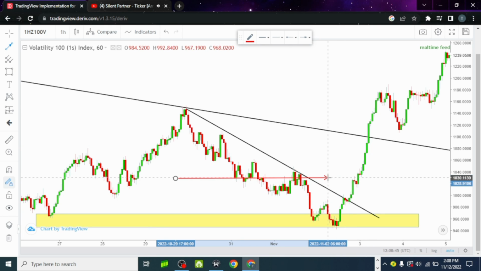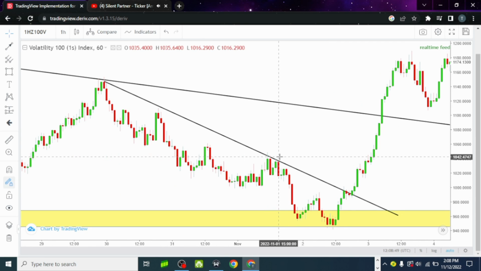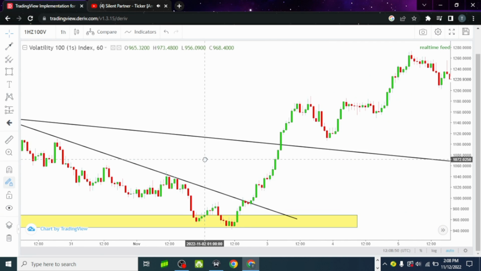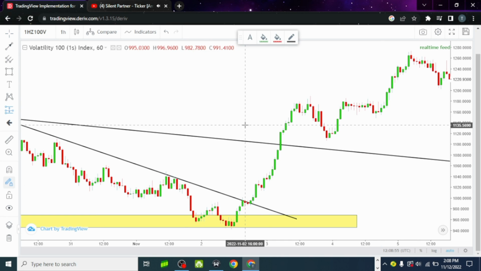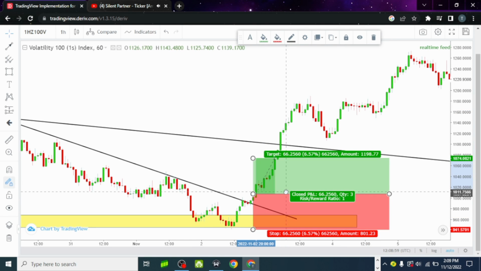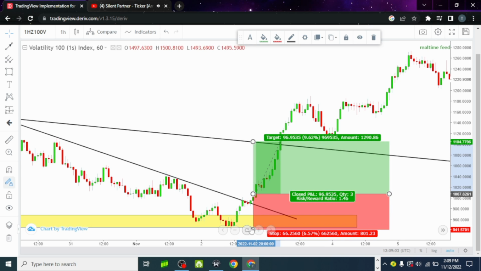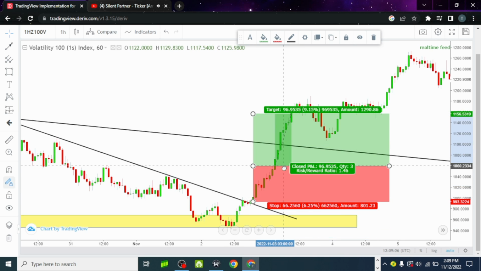So after noticing that, I zoomed in again to find how I can take my entry at this zone. You are going to take your entry at this zone just like this here, guys, just after the break of this confirmation trend line, and your first take profit will be the major trend line here.